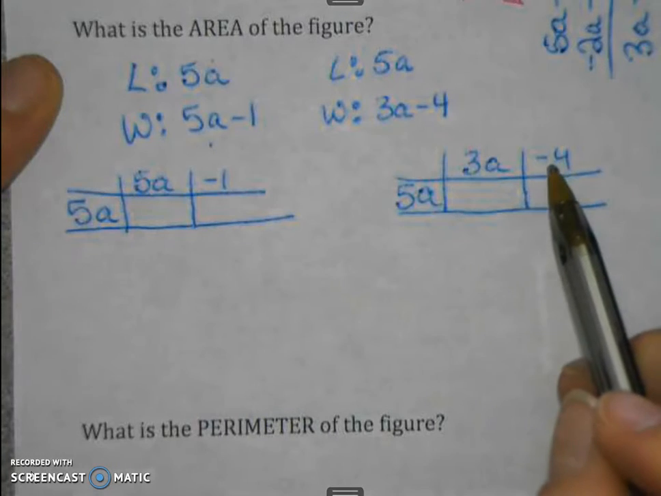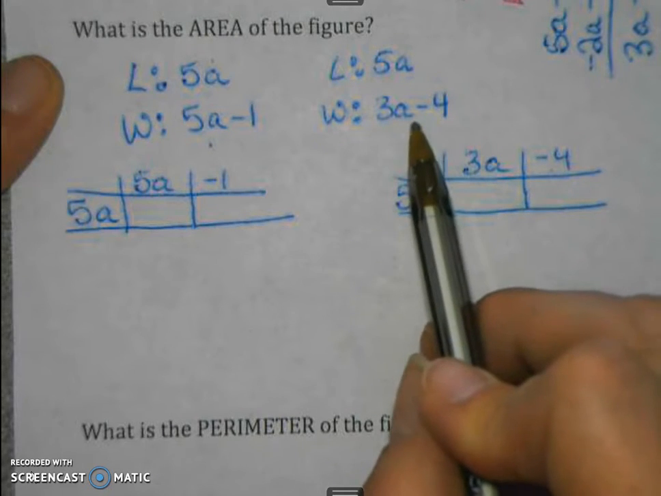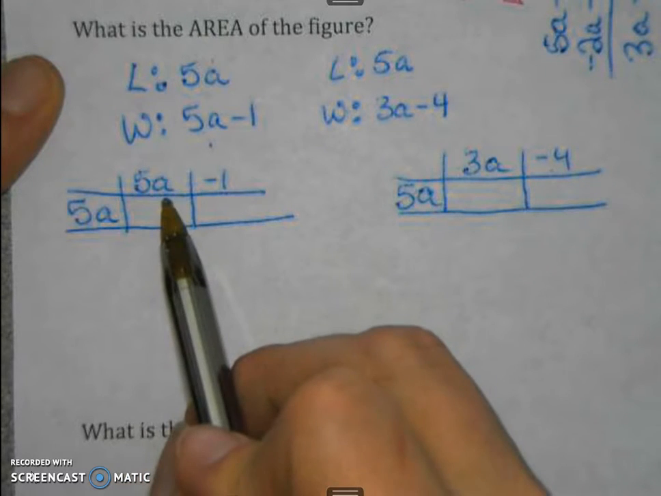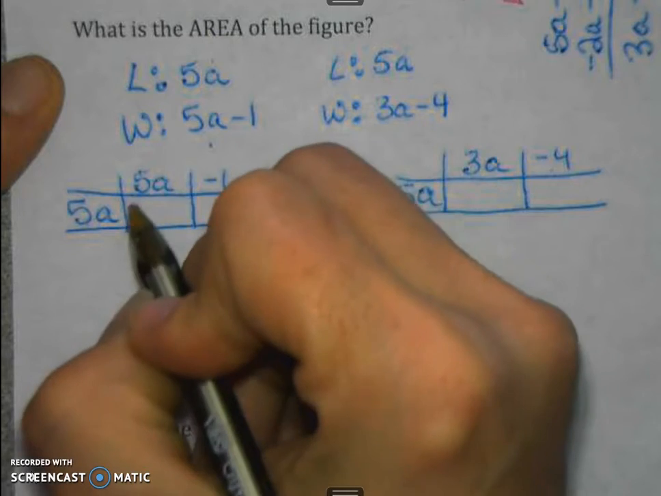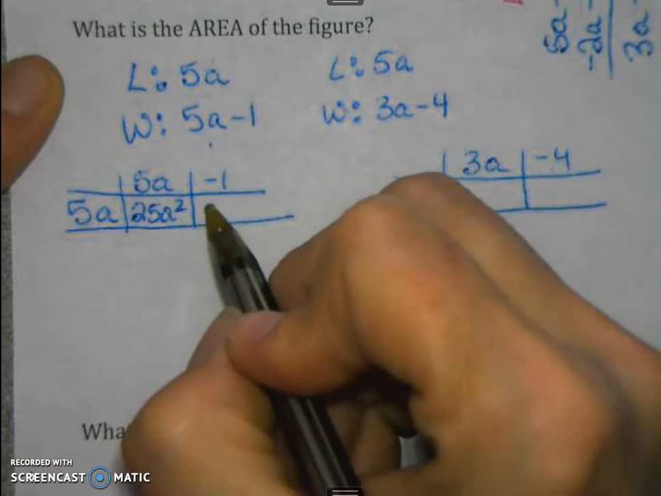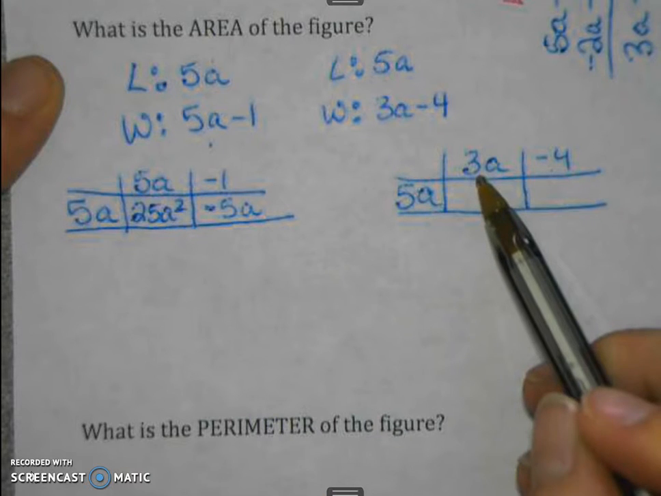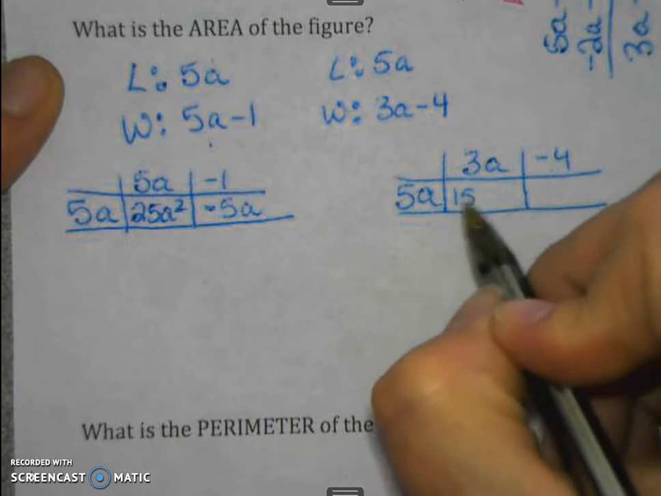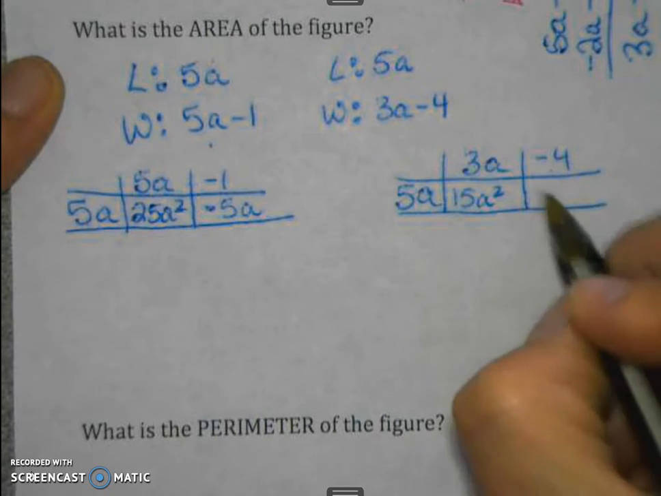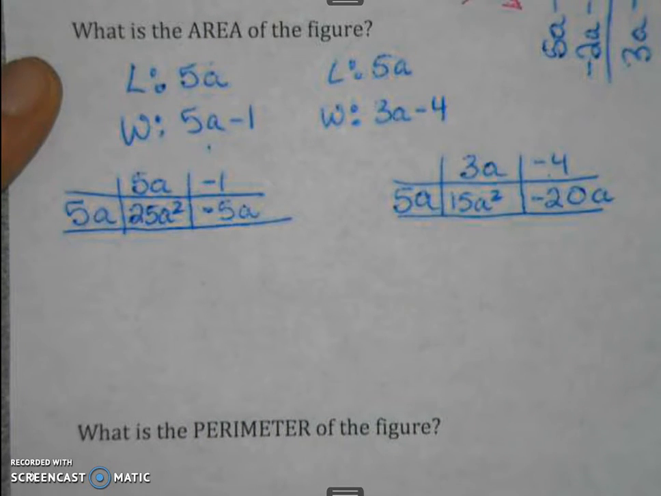So in an area model, these are thought of as negative signs, even though when they're put in the polynomial, they're subtract signs. So 5 times 5 is 25. A times A is A to the power of 2. 5A times negative 1 is negative 5A. 5A times 3A is 15A squared. 5A times negative 4 is negative 20A. So if that was too fast, go ahead and pause it and catch up.